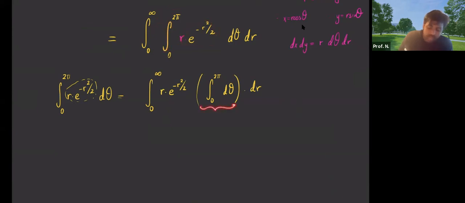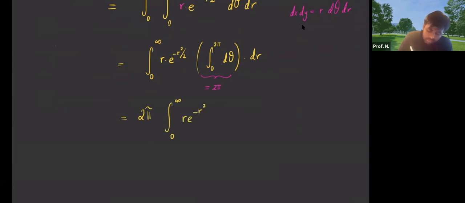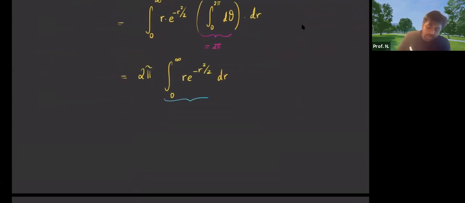And what this here will be is the constant function 1, right? And the interval will be from 0 to 2 pi. So when you do that integral, what pops out here is a 2 pi. So let me erase this here. So this is not here. So we get 2 pi. And then here, this is 0 to infinity of r e to the negative r squared over 2 dr. So this is what we care about. This is the last thing we have to worry about now.